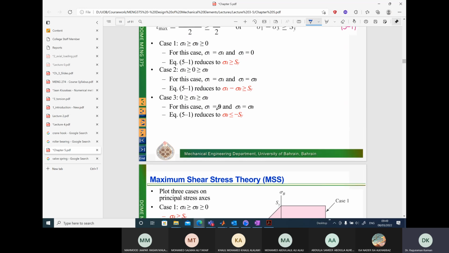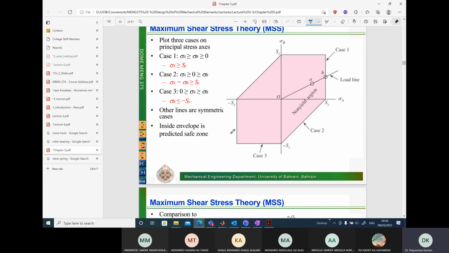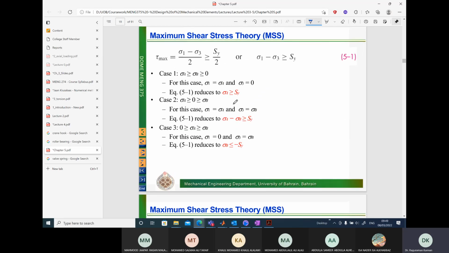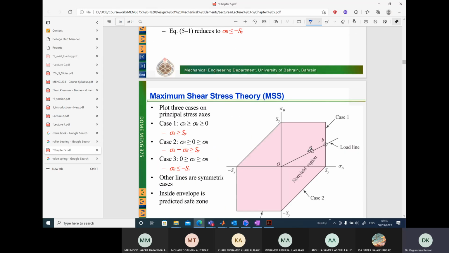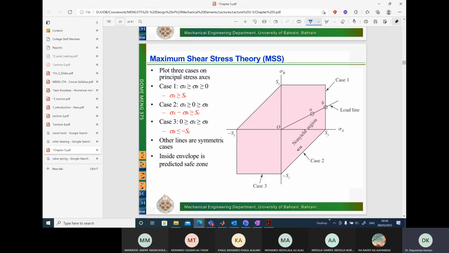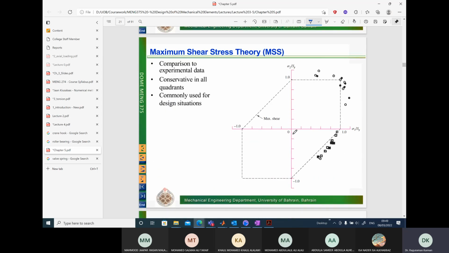And in case 3, when both are negative, then we take the lowest value, sigma B, and if that value is less than or equal to minus Sy, then failure. If it is greater, then no failure. Okay, so we are in this quadrant. The less than or greater than or equal to symbols will reverse in the negative direction. So in short, we will not have any failure if we are within this failure envelope in the maximum shear stress theory. Let's compare the experimental values.